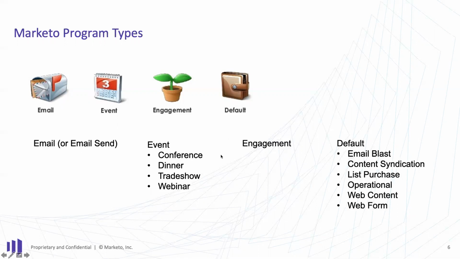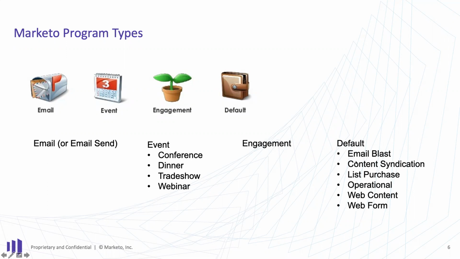Within each of those program types, there are sub-channels. So some standard ones that you'll often see for event include conference, things like maybe dinners, trade shows, webinars. These are pretty consistent in here. And then within default, often new systems will come with email blast, which is a little different than email send. And then content syndication, list purchases, etc.